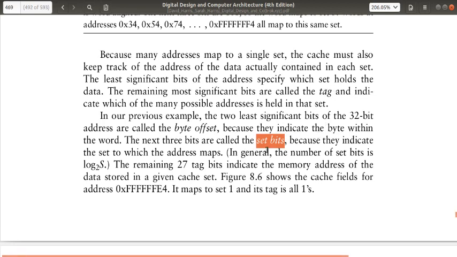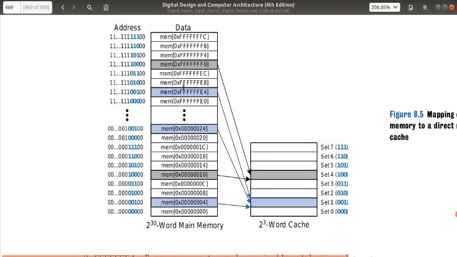Out of the 30 we are using 3 as set bits in this particular example. Then there will be 27 remaining bits before that, the 27 MSB. They are called the tag bits, right? They are called the tag bits. Why are they called tag bits?